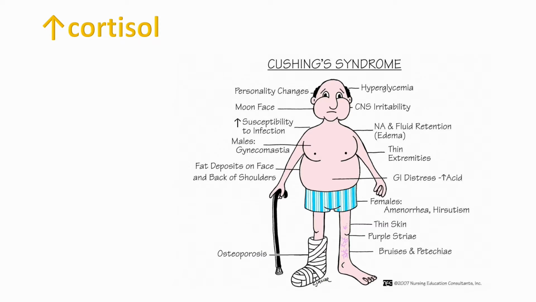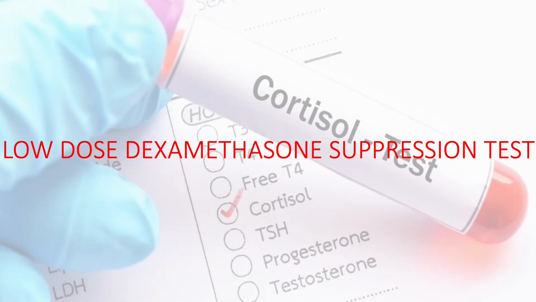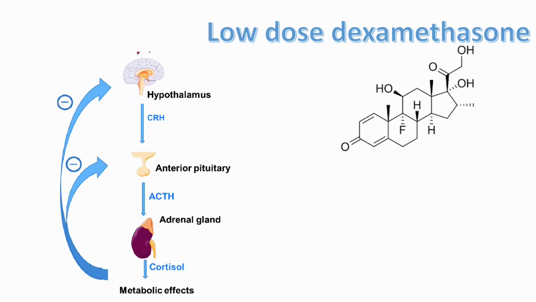Now imagine you got a patient looking like this and you suspect Cushing syndrome. You want to confirm that this patient truly has increased cortisol. So you're going to do a dexamethasone suppression test. That's to confirm that this person has increased cortisol. So the first thing we do is a screening test. This is the screening test.